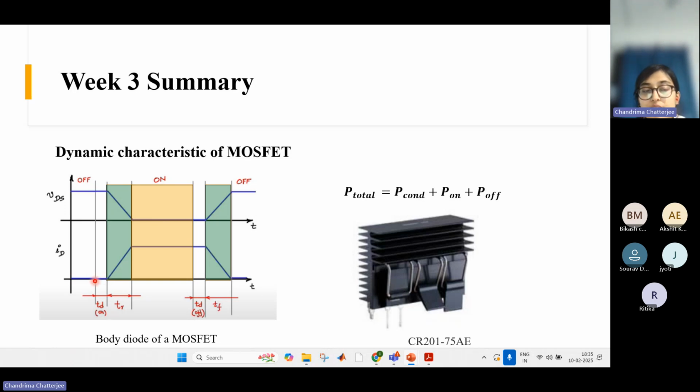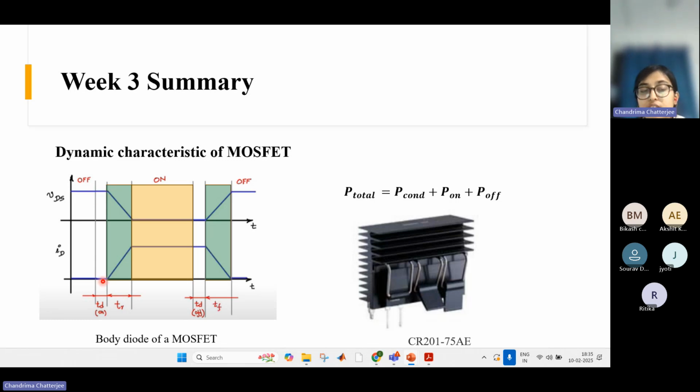Here, what happens is the gate voltage starts rising, but it is still within V threshold. So it has not crossed V threshold. That's why the current is still zero. Unless V threshold is crossed, current will not start rising. So although you have provided some gate voltage, it is not sufficient. That's why the current is still zero and it is still blocking the voltage.